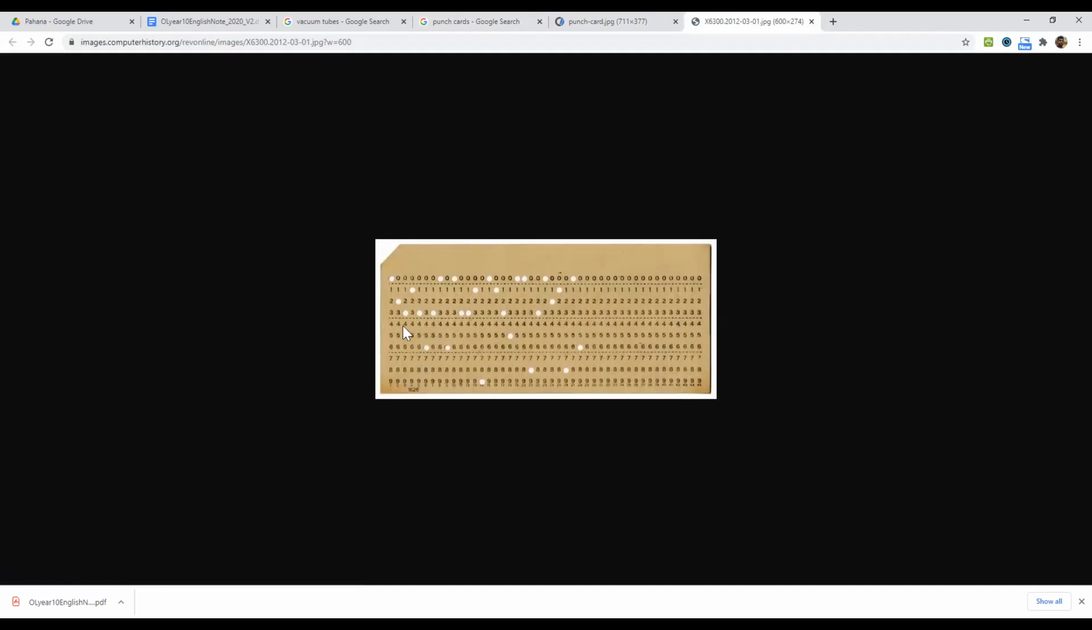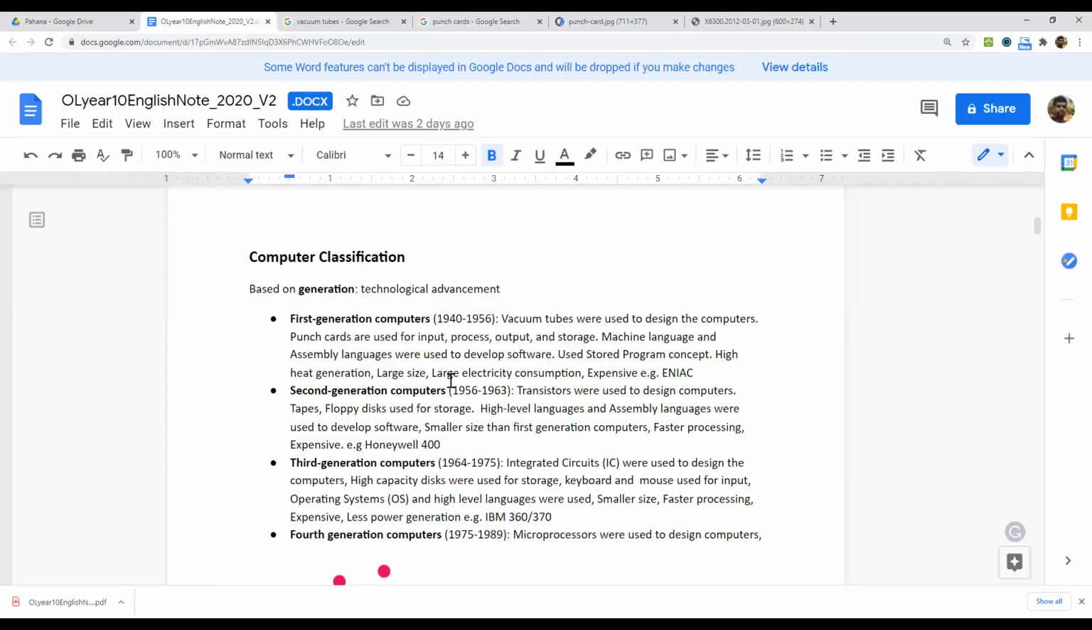This is a cardboard, and there are numbers from 0 to 9, and here and there are some holes. So this creates the punch card. Now in the early days, for each instruction, remember, you had to create a card. That means you have to have a stack of cards as an input. I will show you some videos where this bunch of cards is used as an input. So the second thing you need to remember about the first generation computers is that punch cards were used.